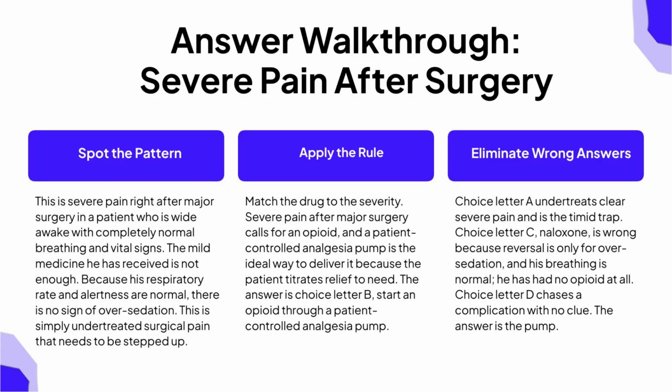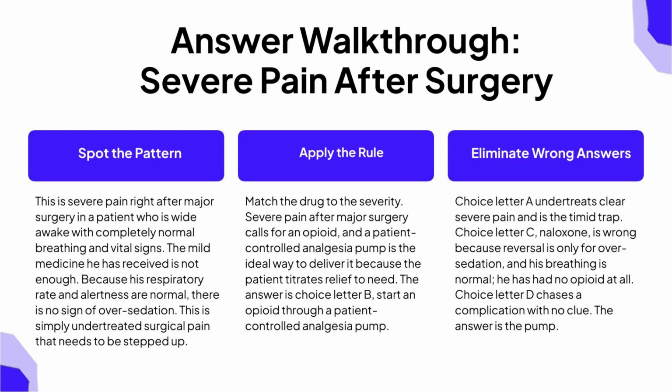Let us break this down. First, spot the pattern. We have severe pain right after major abdominal surgery in a patient who is wide awake, breathing comfortably, with normal vital signs. The acetaminophen he has gotten is simply not enough. And because his breathing and alertness are perfectly normal, there is no over-sedation here. This is undertreated surgical pain. Second, apply the rule, which is to match the drug to the severity. Severe pain after major surgery deserves an opioid, and the patient-controlled analgesia pump is the ideal delivery because the patient can press a button to titrate relief to their own need. That makes the answer choice letter B.